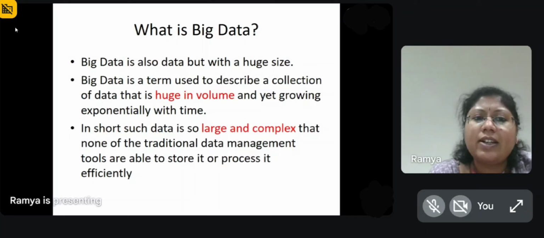Okay, so we'll see now about big data. So, what is big data? Big data is also data which is of huge size. It is also a term used to describe a collection of data which is huge in volume, and it will always be growing. I cannot say that my data in 2025 gets over. No, it is not like that. Each day, each minute, every second, my data keeps on increasing.